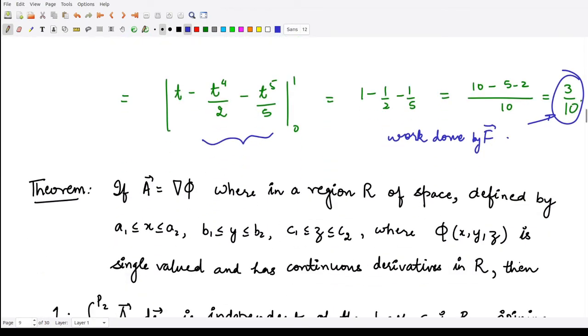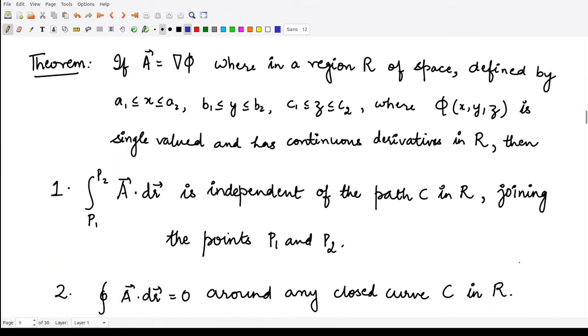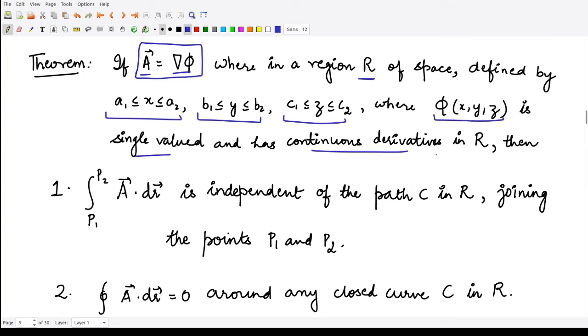Okay, so let us now discuss the next thing. The next theorem states that if your vector a is represented by the gradient of some scalar function, if you can write your vector in this way, where R is some region of space which is defined within these bounds. So we have the bounds for x, y and z, and this function phi is single valued and has continuous derivatives in R. These are the conditions on phi and the region where it is defined.